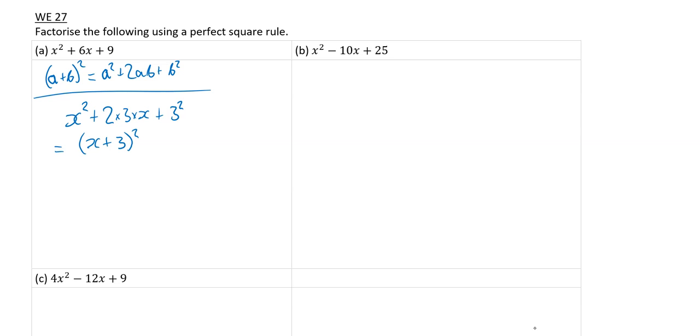But if you didn't want to do that, which you're more than welcome not to, you just look at this and say, what two numbers multiply to give me 9 and add to give me 6? And it would be 3. Both of the numbers are 3, and that's why it would be x plus 3, which would be x plus 3 squared.